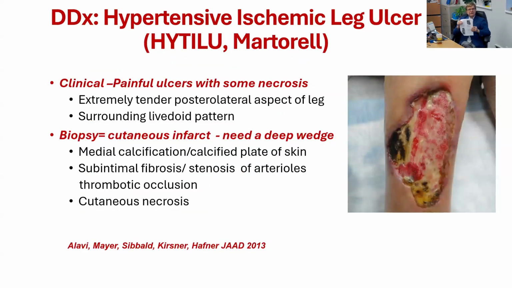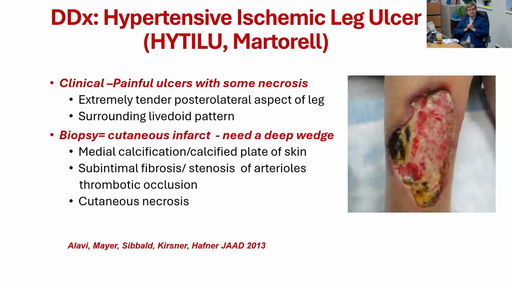And they're extremely tender. Sometimes you'll see a livedo or a net-like pattern around it. You biopsy and you see an infarct and you need a deep wedge. But this is medial calcification of the blood vessels, and they obviously get thrombosed and calcified plate of skin. So if you put a gloved hand on and you feel around these, you'll feel this very firm calcific plate. And you can use an ultrasound to identify this.